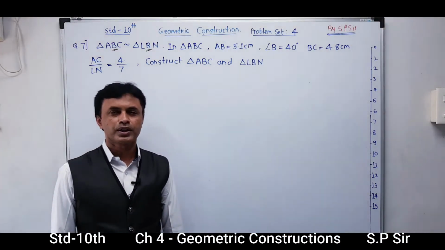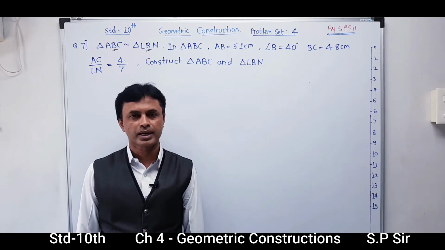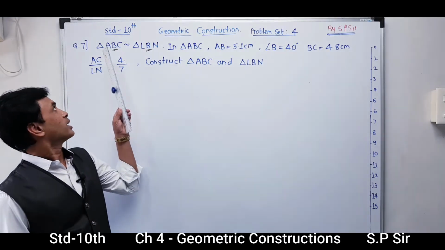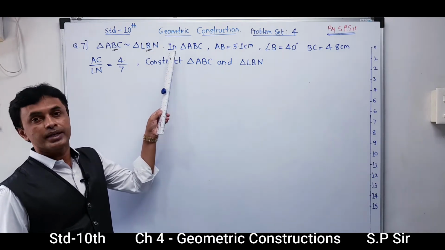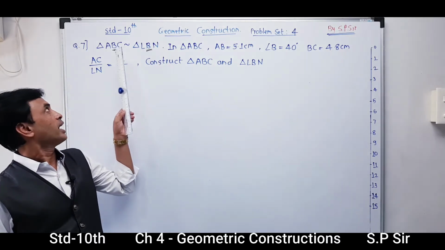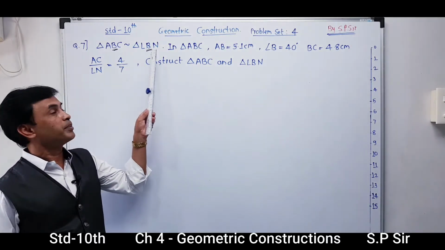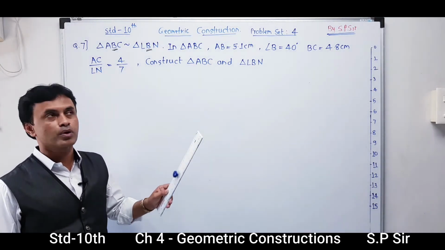Hello friends, in the last lecture we completed the construction topic up to numerical number 6, and now moving to numerical number 7. Here the numerical is: triangle ABC is similar to triangle LBN, and here B and B, I have made a mark there. B is a common point, meaning in both triangles point B is common.